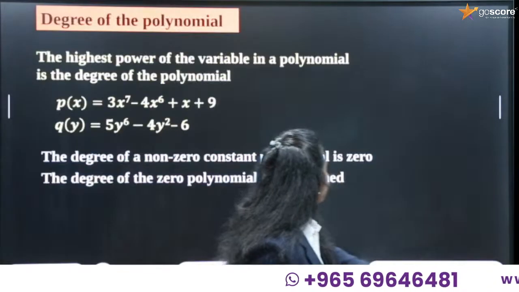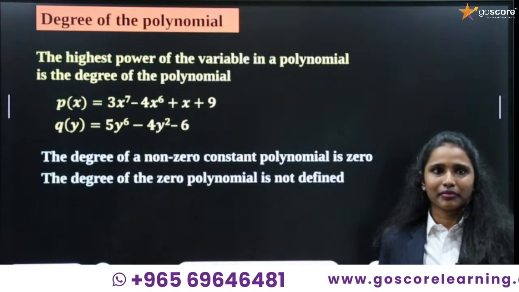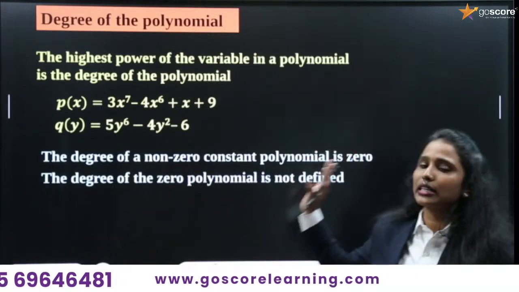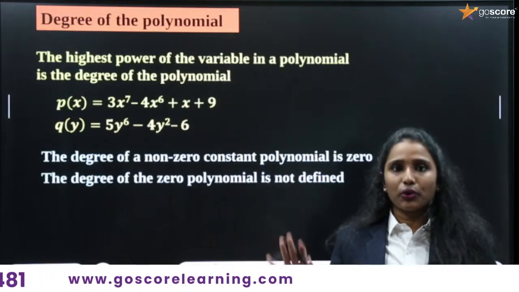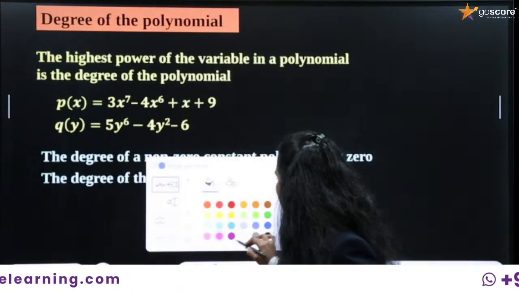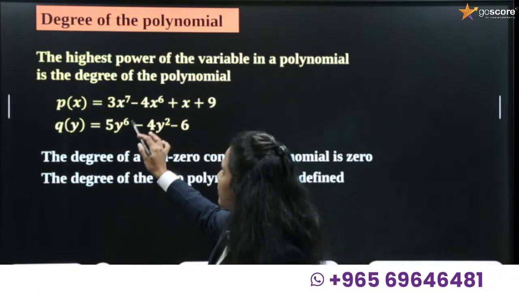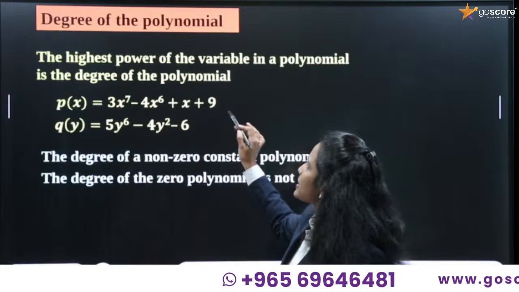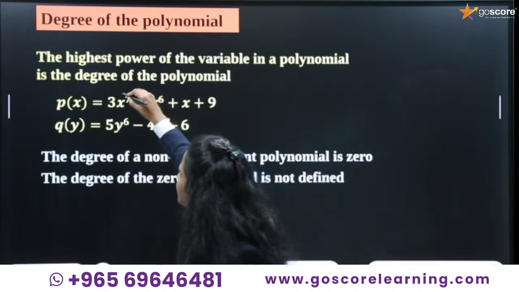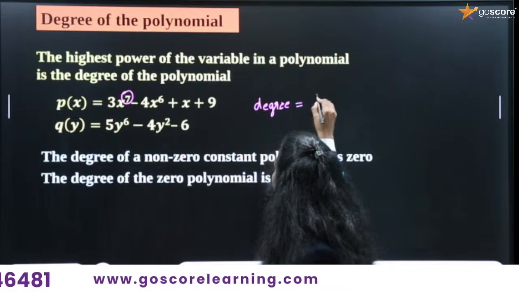Next one is degree of the polynomial. We have learned this concept in our 9th grade. But to revise it or remember it, the highest power of the variable in a polynomial is the degree of the polynomial. For example, we have p of x here, 3x raised to 7 minus 4x raised to 6 plus x plus 9. So, which is the highest power? Obviously 7. So, its degree is equal to 7.